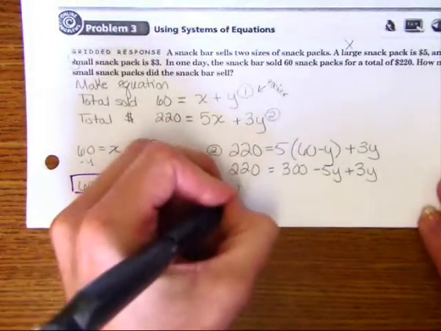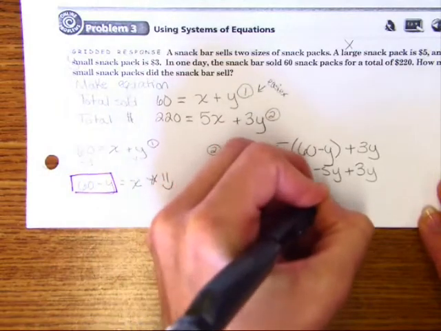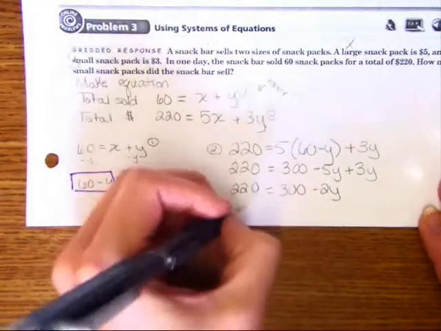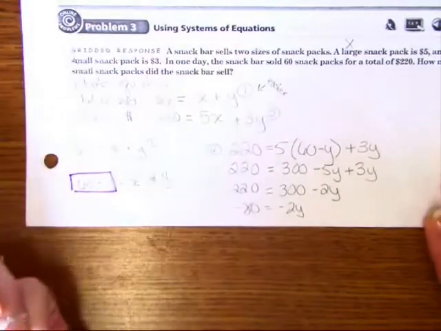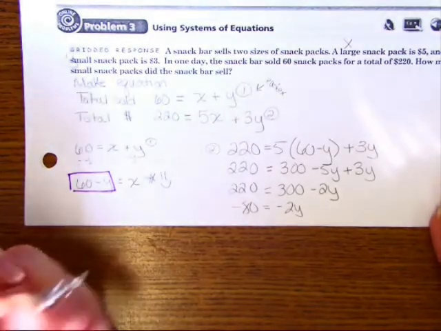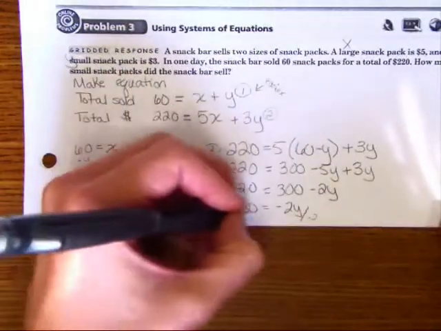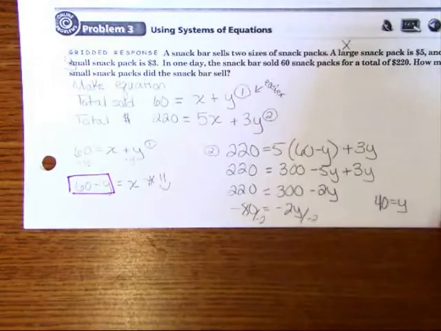So we get positive 220 equals positive 300 minus 2y when we combine our like terms. Take away the 300, so you get negative 80. Be very careful with your positives and negatives, all right? Negative 80 equals negative 2y. Divide by negative 2, and you will get 40 equals y.